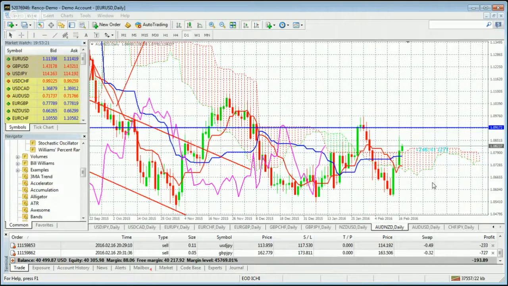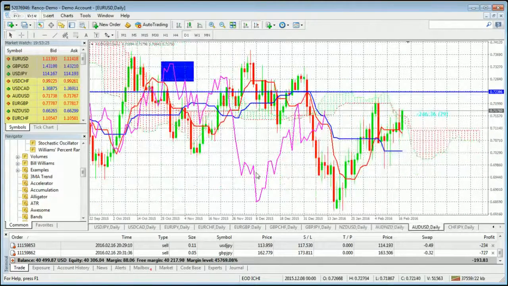Okay, right. Now, second last chart. Now what's this one doing? This one is the Aussie dollar, US dollar.